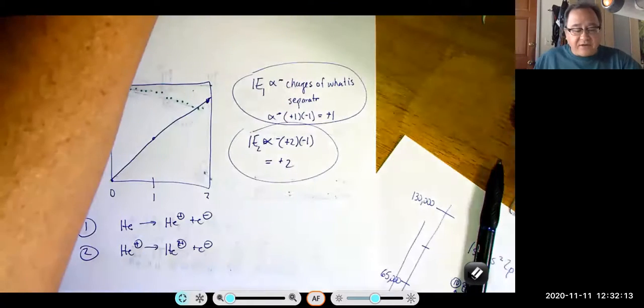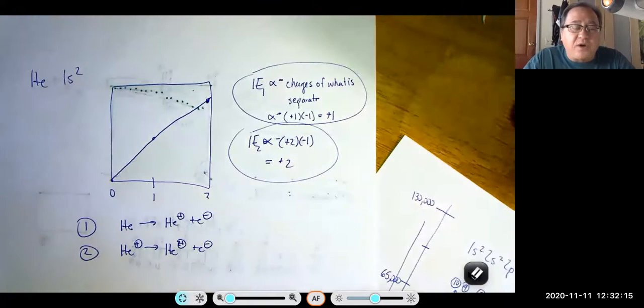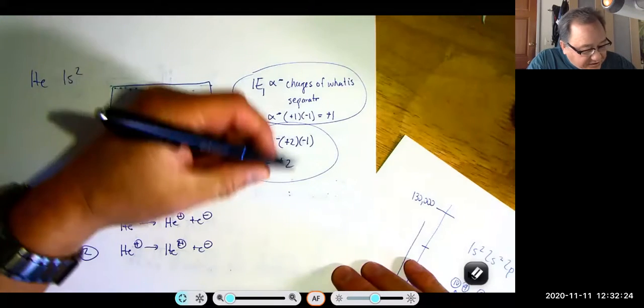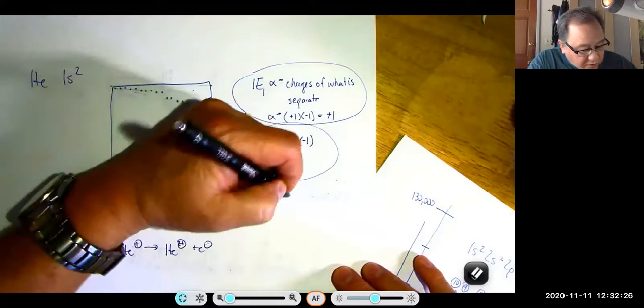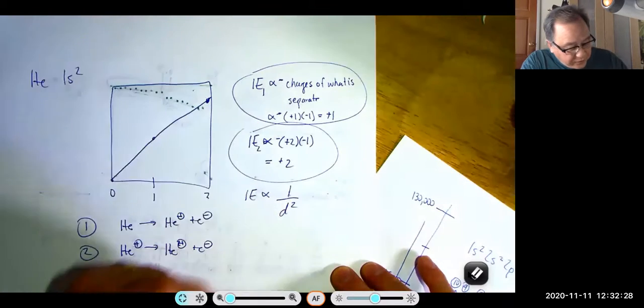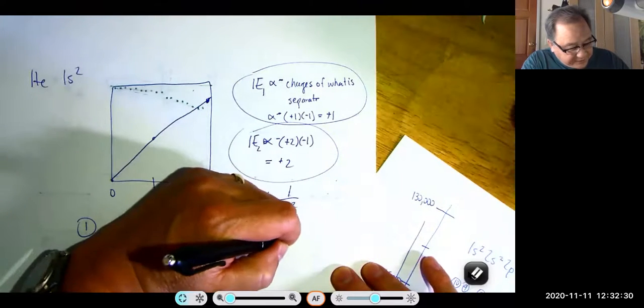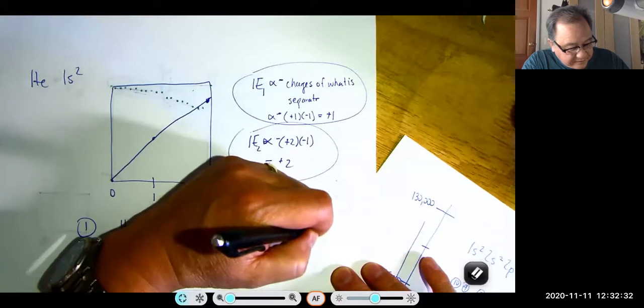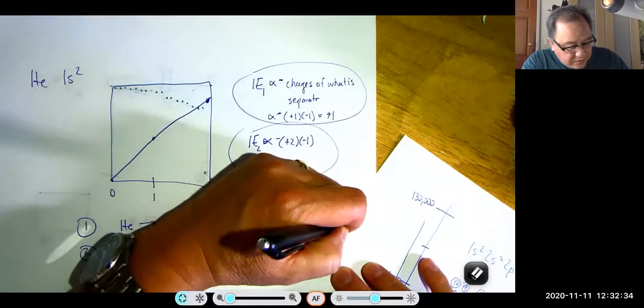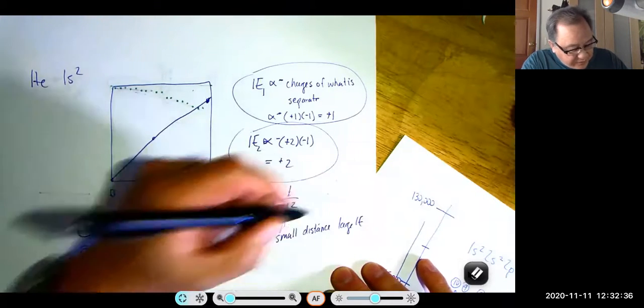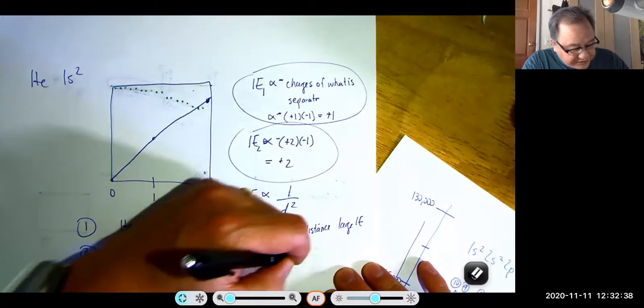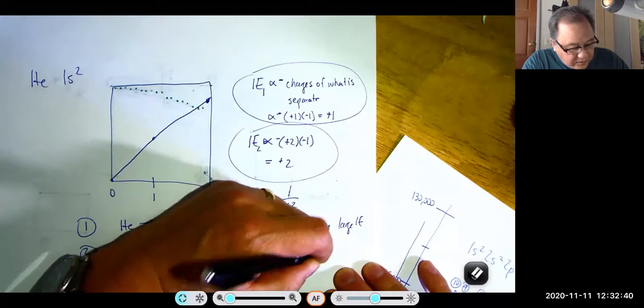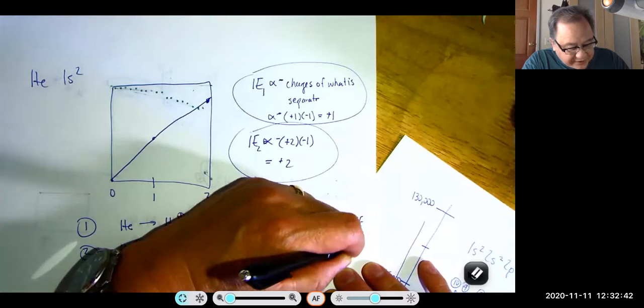And the answer is, if they're different distances from the nucleus, one farther will be easier to take. Because it turns out that ionization energy is also proportional to 1 over the distance squared. So small distance, large ionization energy, large distance, small ionization energy.